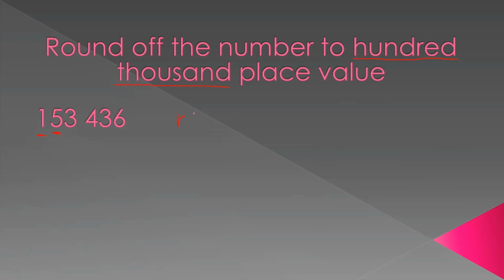So pag sinabi nating round up, what are we going to do? So we are going to plus 1 to the digit that is being rounded off. So ang mangyayari, magpa-plus 1 tayo dito and it becomes 2. Then after natin mag-round up, we will proceed to our step 3. So our step 3 is the remaining digit to its right will be replaced by 0. So therefore, starting dito sa 5 hanggang 6 magiging 0 siya. So therefore, ang ating rounded off value ng ating 153,436 to its nearest 100,000 place is 200,000.